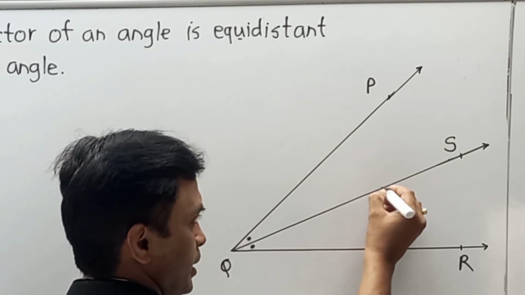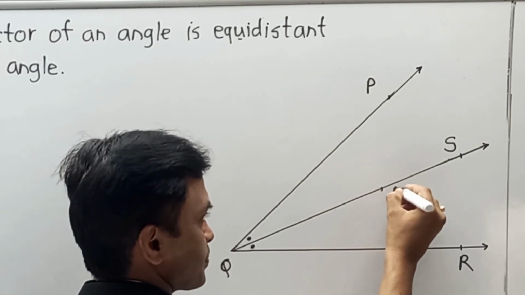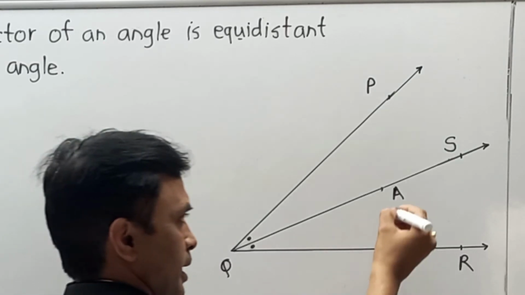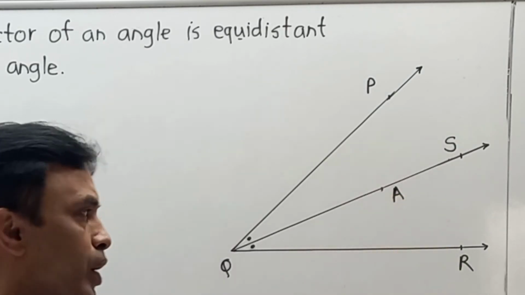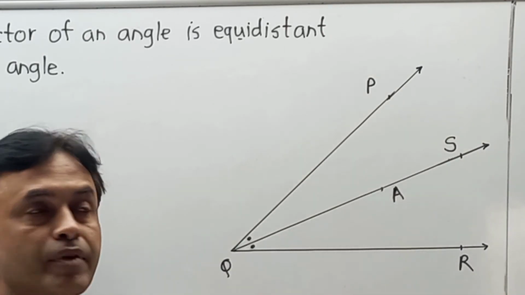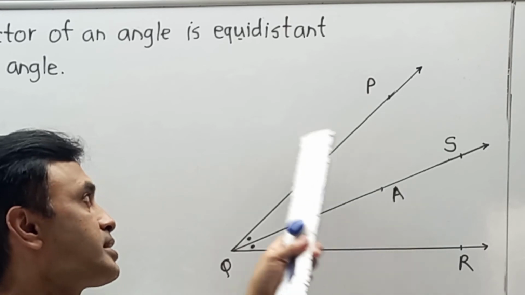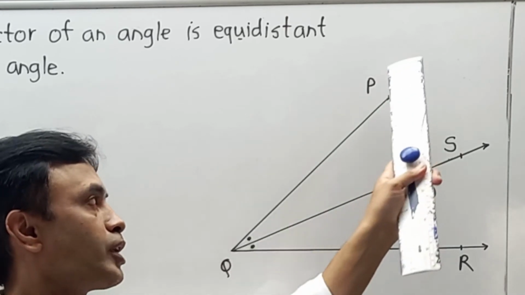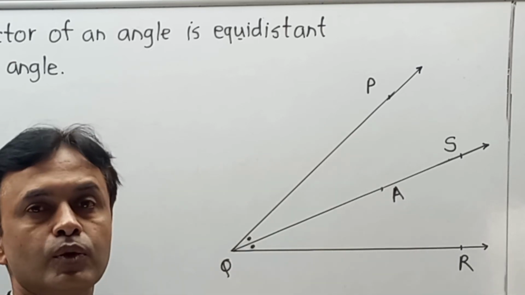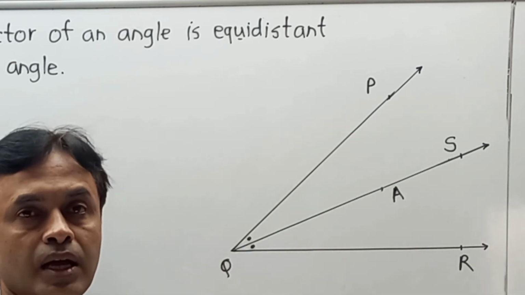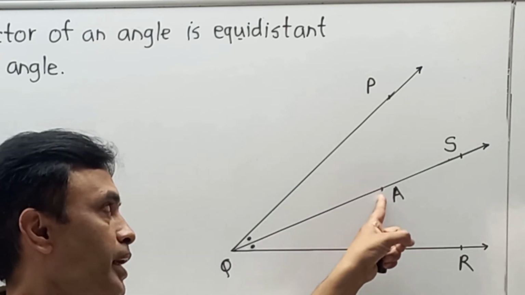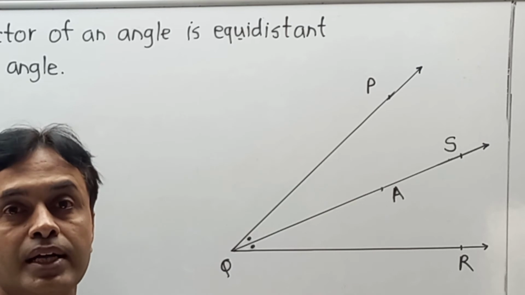In that case, we are going to take a point A over here. So once again, A is any particular point. A is any point on angle bisector QS over here, and we have to prove that this point A is equidistant from ray QP as well as equidistant from ray QR. In that case, measurement of a distance means a point and perpendicular to that side.